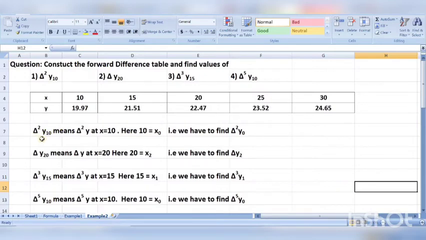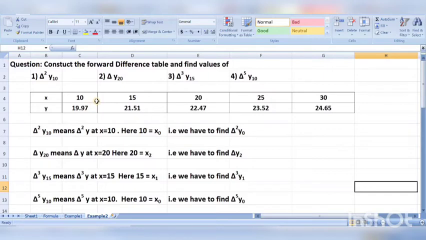So let us see here. Delta square y10 means delta square y at x equal to 10, isn't it? Here 10 equals x0, because when we construct the forward difference table, this 10 will be our initial value and we will name it x0. Now, first we have to check, to construct the forward difference table, whether the values of x are equidistant or not. As I explained in my lecture 2, how do we check whether these are equally spaced or not?